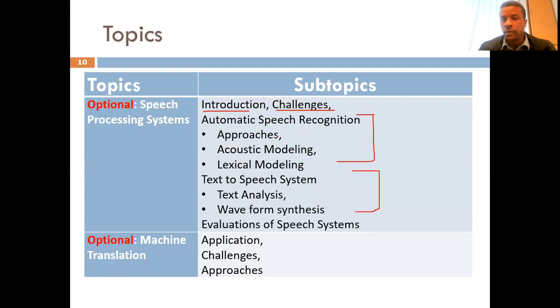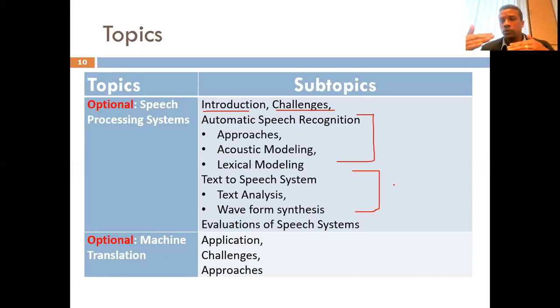One is automatic speech recognition, which is concerned about converting human speech into text by a computer. We call it speech recognition. And the other one is where an electronic document inside the computer can be converted into speech. And we call that a text-to-speech system, or we call it TTS.